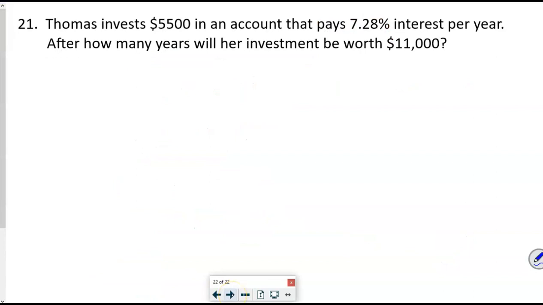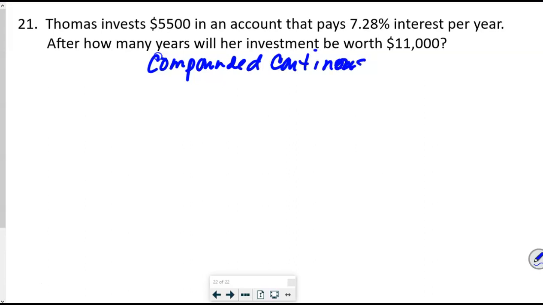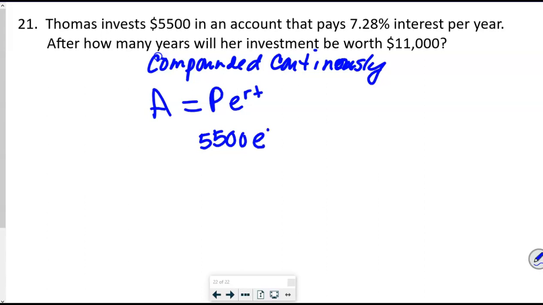All right, so the last one says Thomas invests $5,500 in an account that pays 7.25% interest per year, and this one is also compounded continuously. It'd be great if I could spell, y'all. Okay, so that means, again, we're going to use the formula A equals Pe to the rt power, right? So it says Thomas invests $5,500 in the account, so that's going to be our P, right? 5,500. That pays, so this is going to be e. The rate's going to be 0.0728, because this is, again, our r, right?